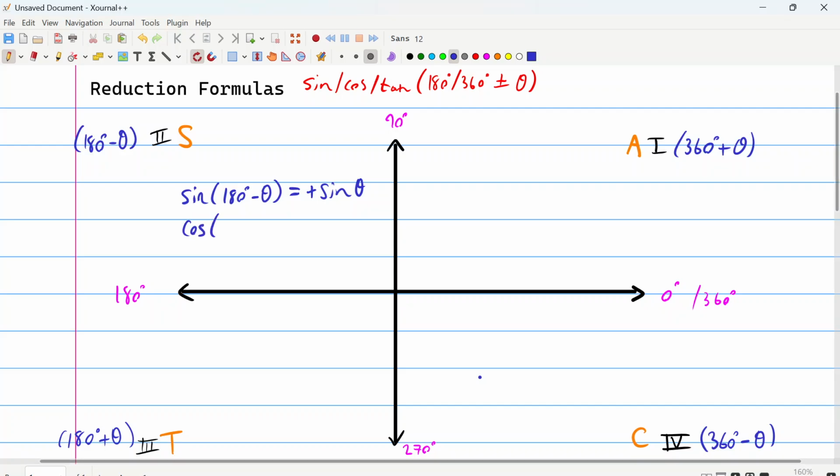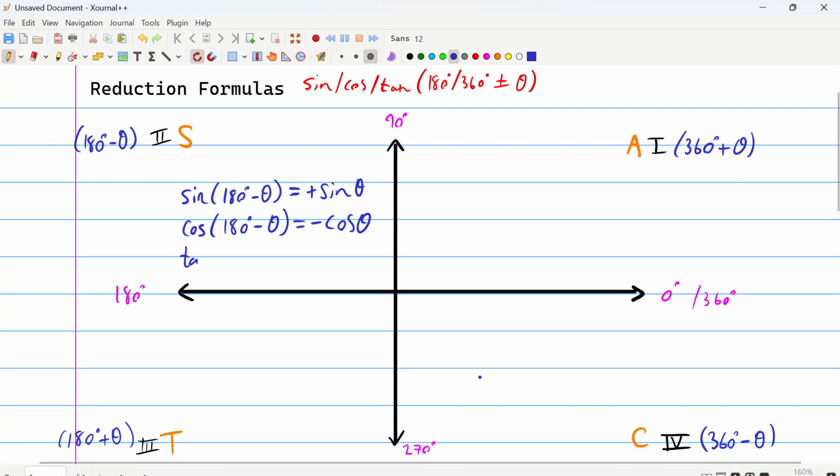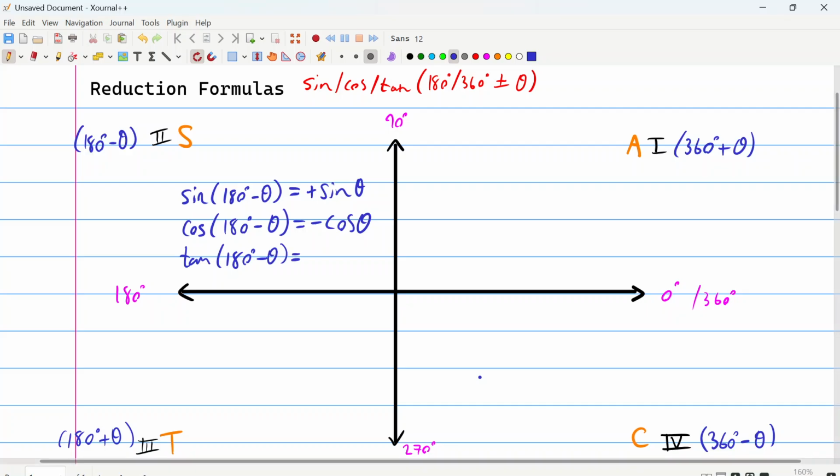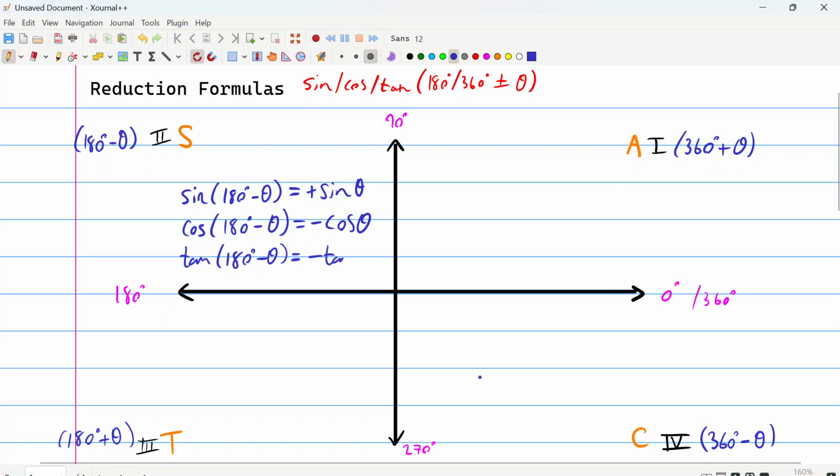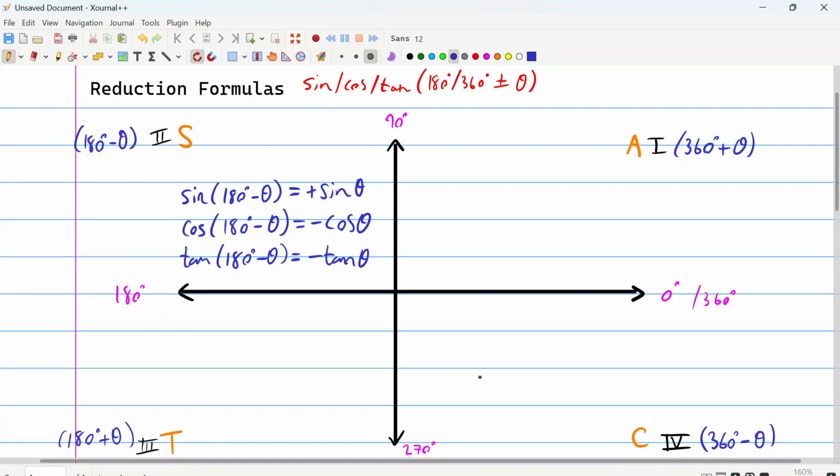With cosine, notice that cos of 180 degrees minus theta is not positive in this quadrant. So therefore, the answer would be minus cos theta, and then we get rid of this reducing angle. And then same thing with tan, 180 degrees minus theta. Notice that tan is in quadrant 2, and tan would be negative. So it would be negative tan theta.